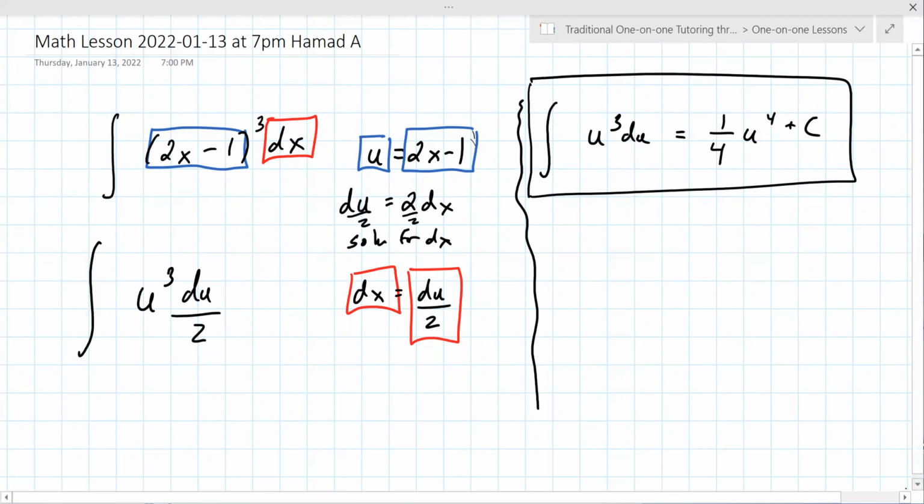Where's the question? This one over here on the left. Okay. Do you follow how we made this 2x minus 1 into u and dx became du over 2? No, I got lost. Okay, well, let's try it again.